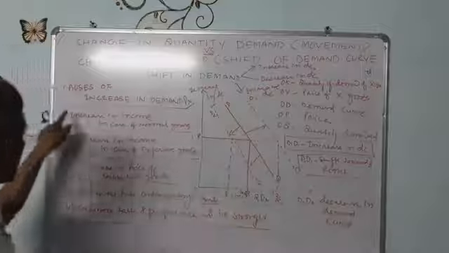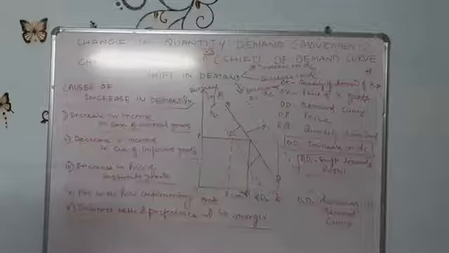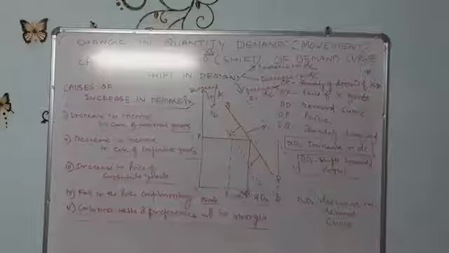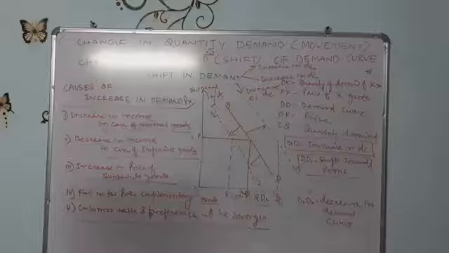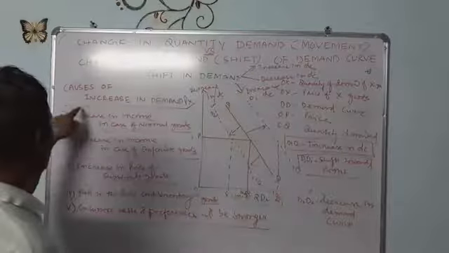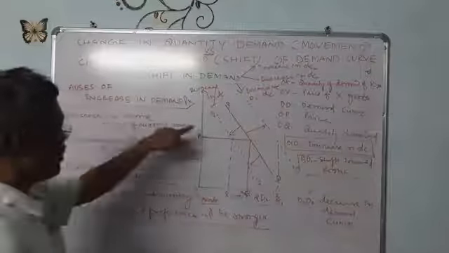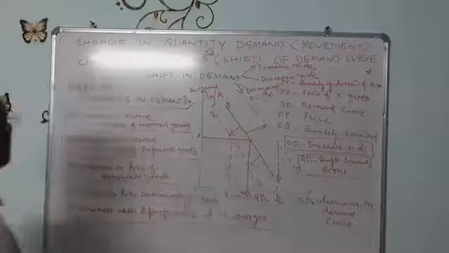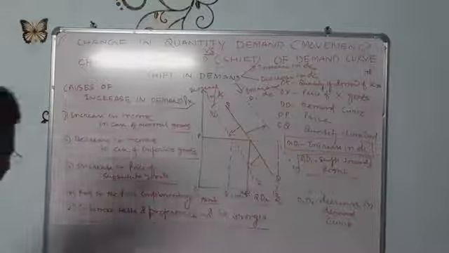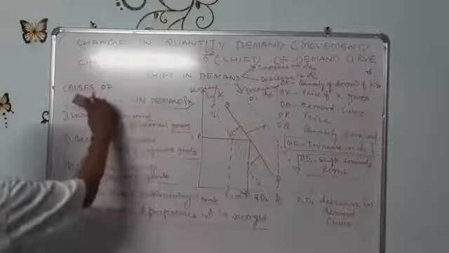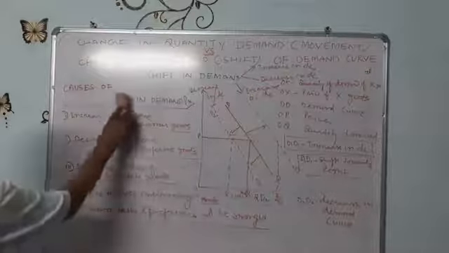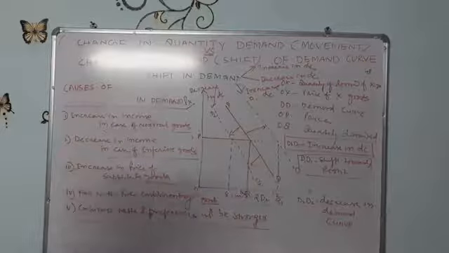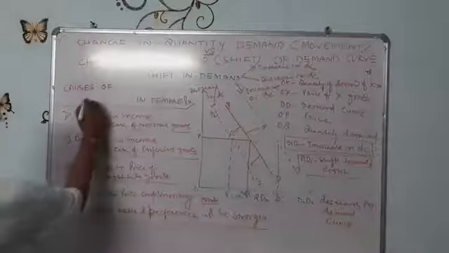So these are the five points which are the causes of an increase in demand. The demand curve increases and shifts toward the right side. Similarly, just the reverse: an increase in income is a cause of an increase in demand. Whenever I say decrease in demand, I just change the heading here to causes of decrease in demand.